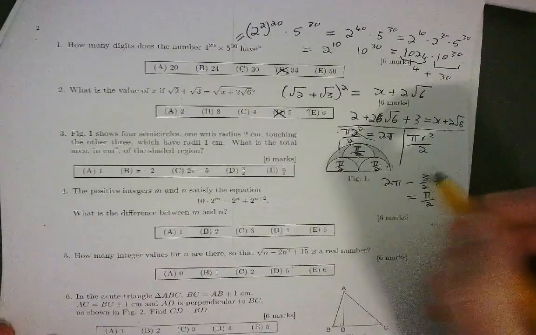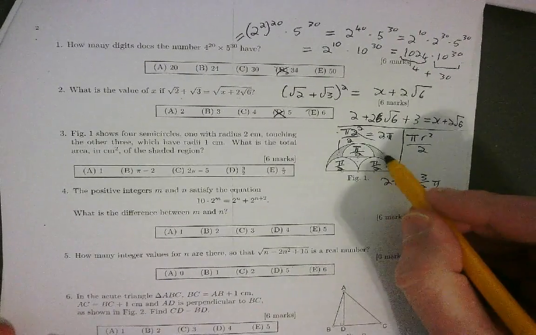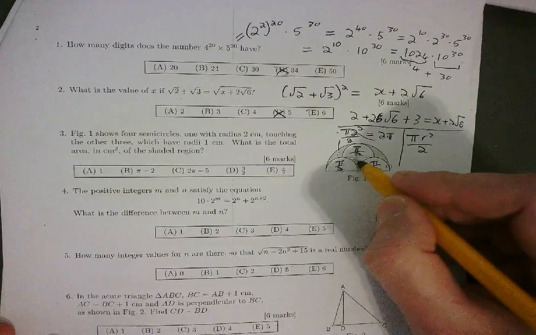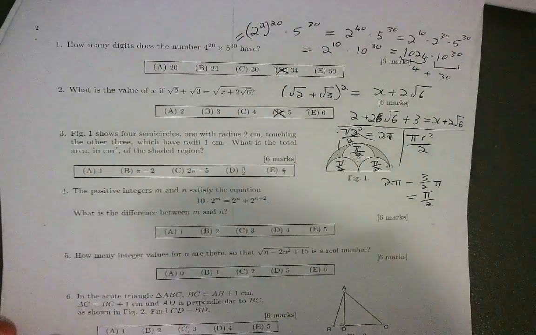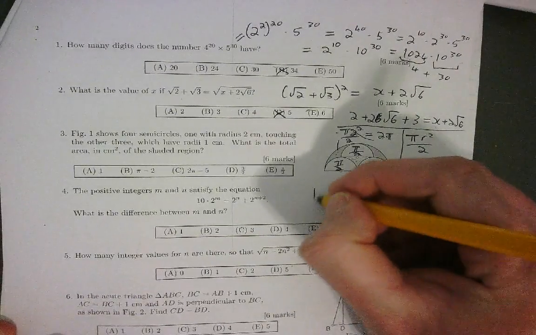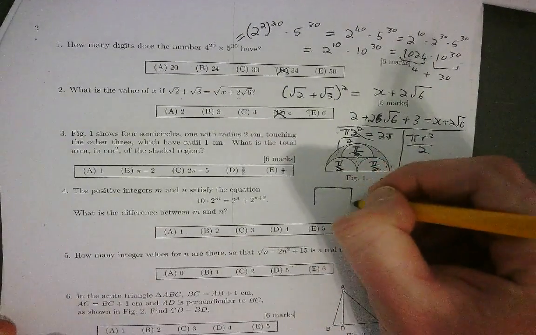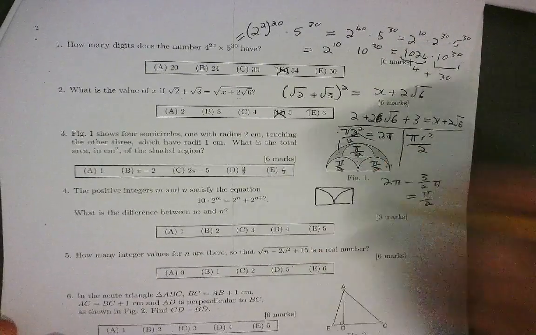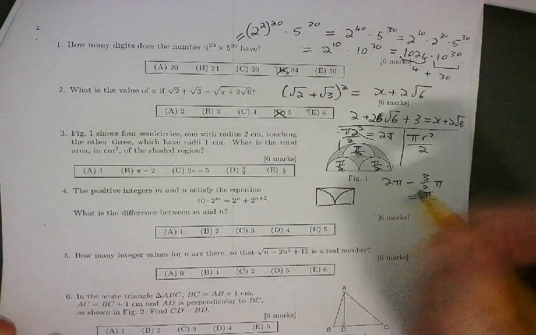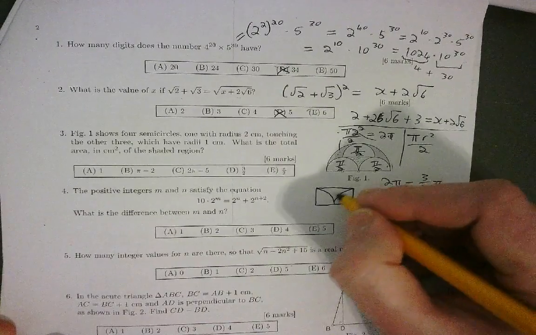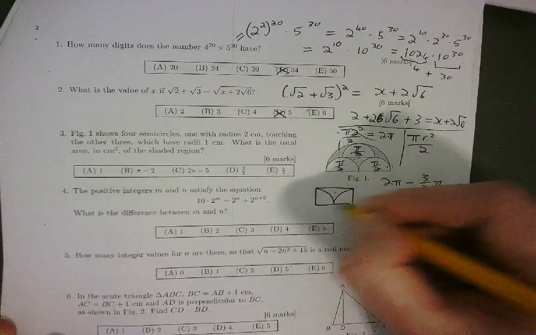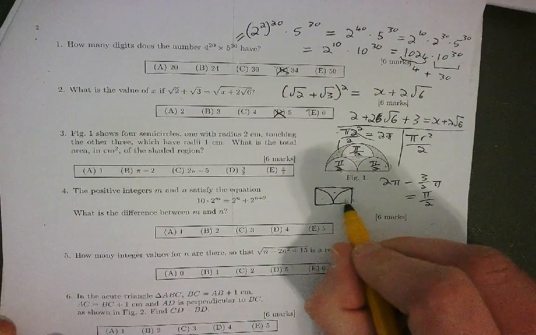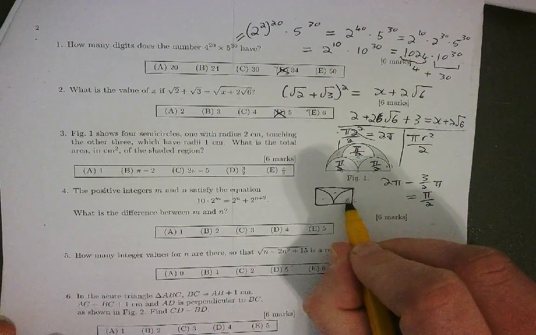the question only asks for this shaded region and that shaded region, so I have to also subtract the area of this region. And to work out the area of that region, let's just draw another diagram. To work out this area, we can work out the area of this rectangle and subtract the area of this semicircle over here.